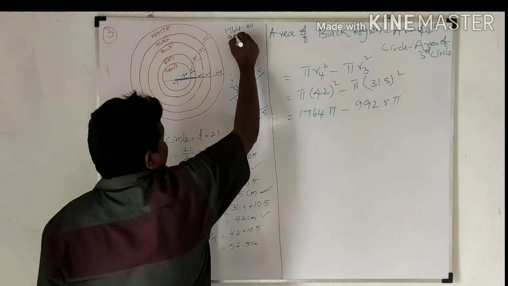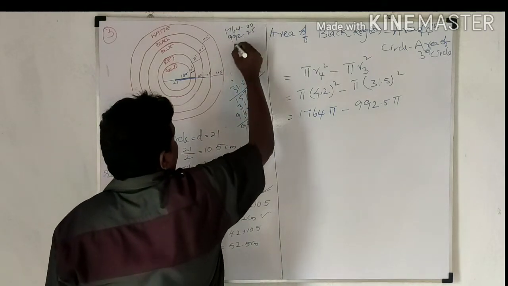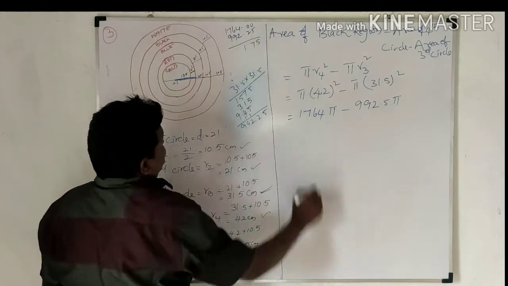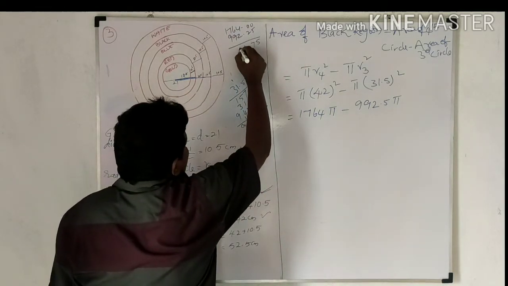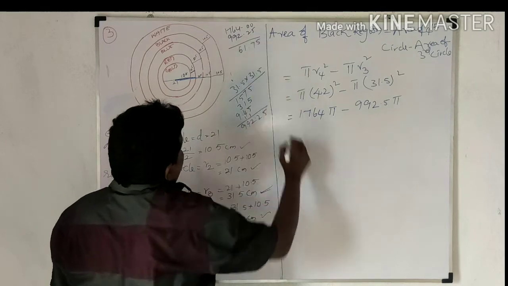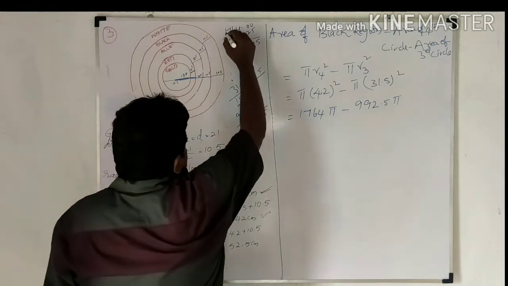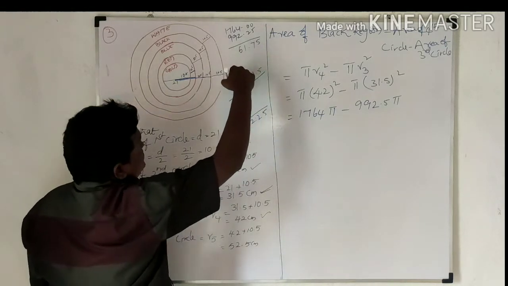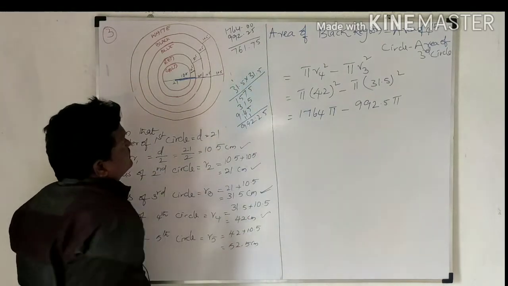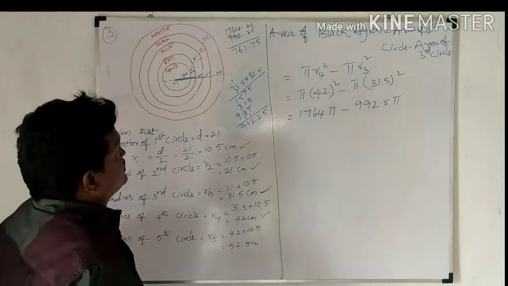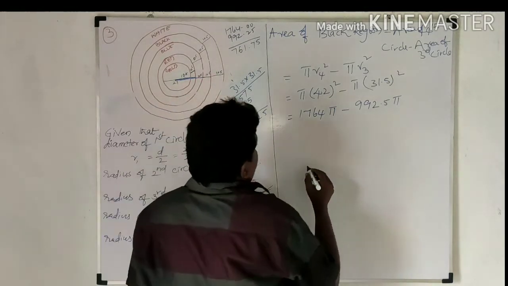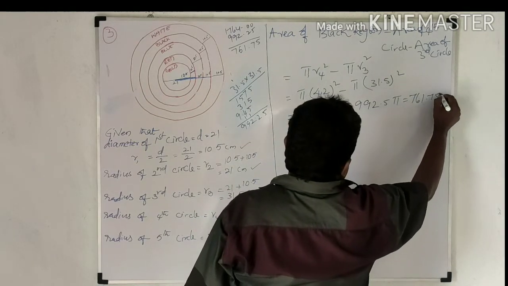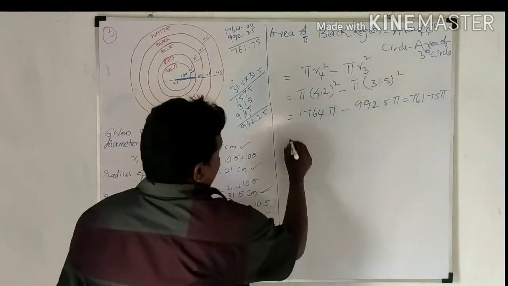1764.00 minus 992.25. 5 from 10 is 5, 3 minus 2 is 1, 15 minus 9 is 6, 16 minus 9 is 7. So the result is 771.75 pi.